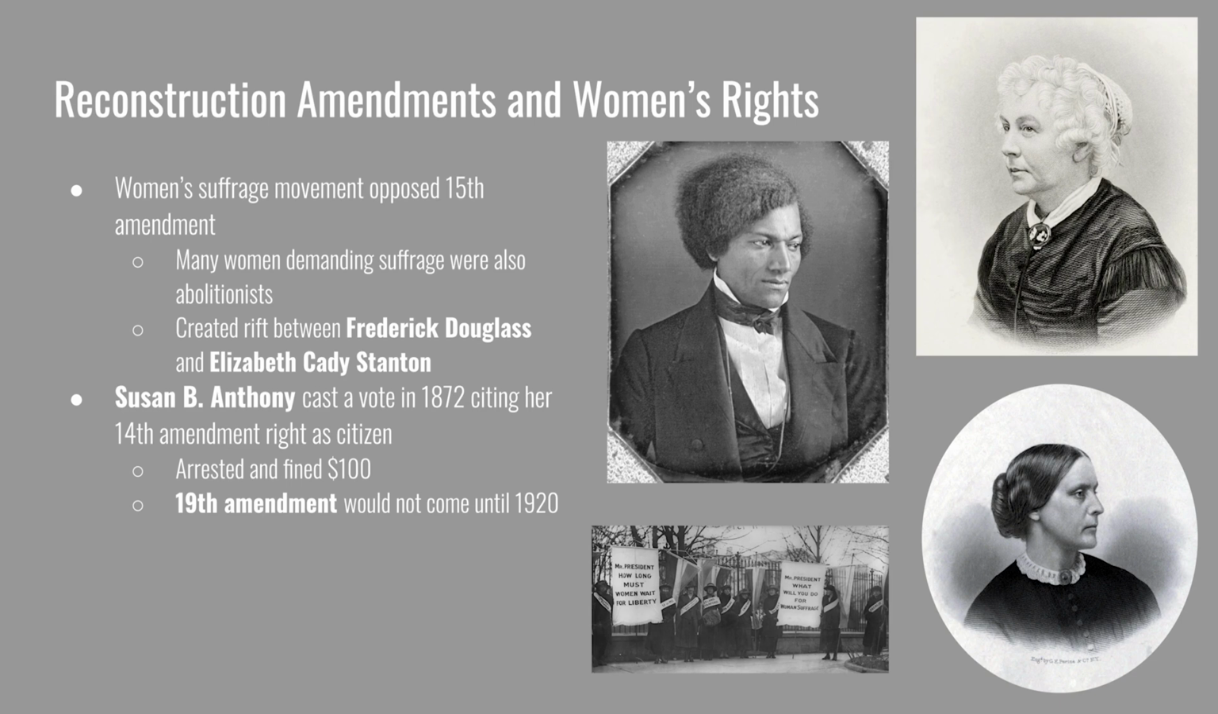In the election of 1872, Susan B. Anthony cast a ballot citing her 14th Amendment right as a citizen. She was arrested and fined $100. In her trial, she was not allowed to speak as a witness in her own defense, and when the judge dismissed the jury and issued a guilty verdict without letting them decide, she was denied the right to a trial by jury. President Grant tried to issue a pardon, but she would not accept it because if she accepted a pardon, it would have been an admission that it was a crime for a woman to vote. The 19th Amendment that would give the women right to vote would not come until 1920.